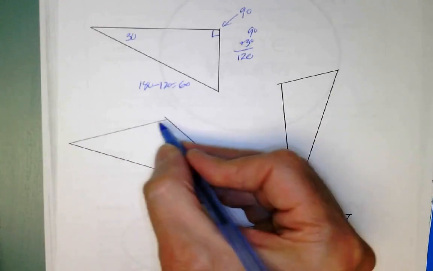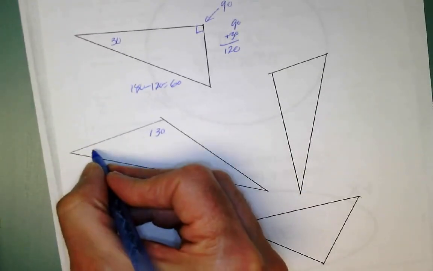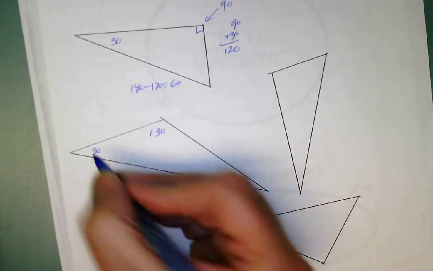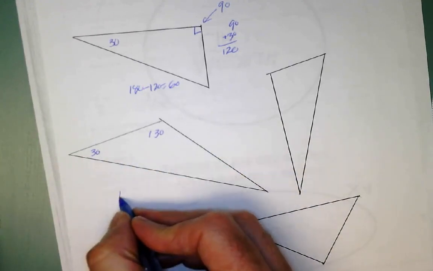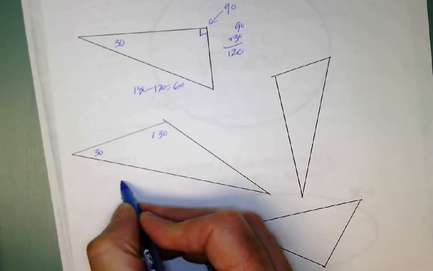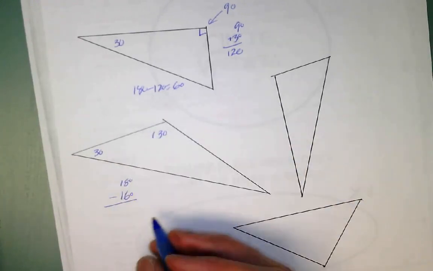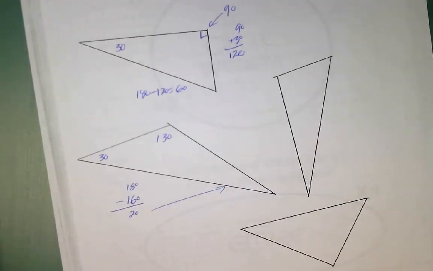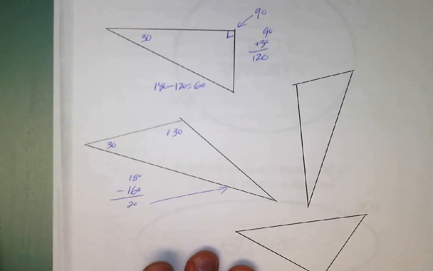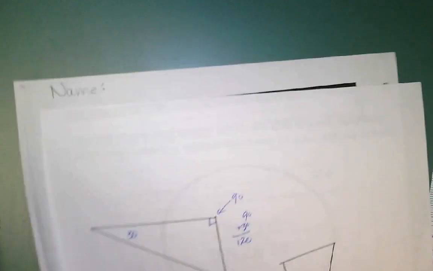If I told you that this one here is 130, and I told you that this one here is 30, then you could figure out this one, because 130 plus 30 is 160, and that third one has to add with these two to make 180, so I can subtract that 160, and that will have to be 20. You can do that with all triangles. No matter what the shape, the three angles will always add to 180. So that's the first part you have to know so you can do these problems.